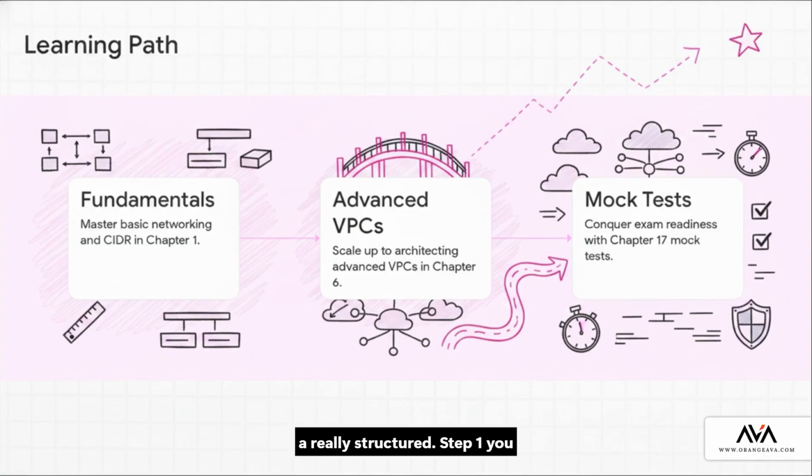So we follow a really structured path here. Step 1, you master the fundamentals, like CIDR notation and routing tables in Chapter 1. Step 2, you scale up to architecting advanced VPCs in Chapter 6. And Step 3, you conquer those mock tests in Chapter 17. It walks you step by step from basic subnetting straight to exam day readiness.